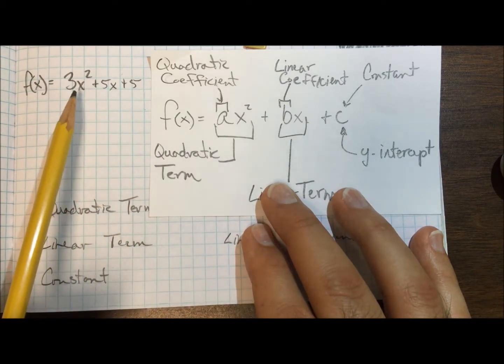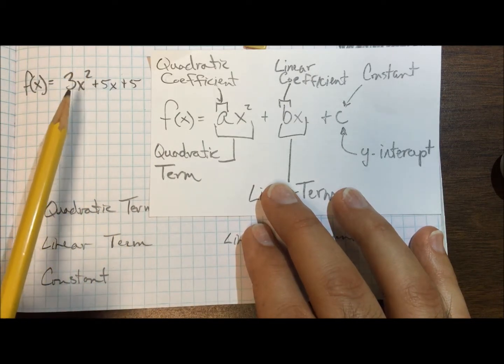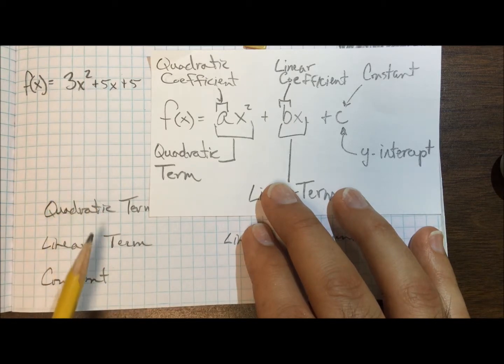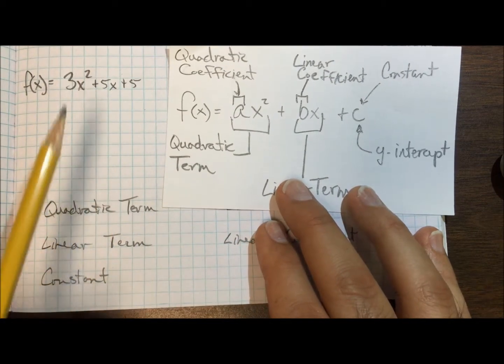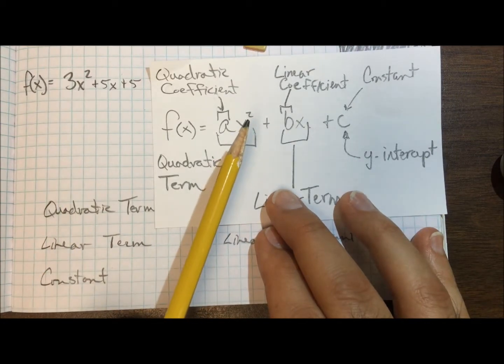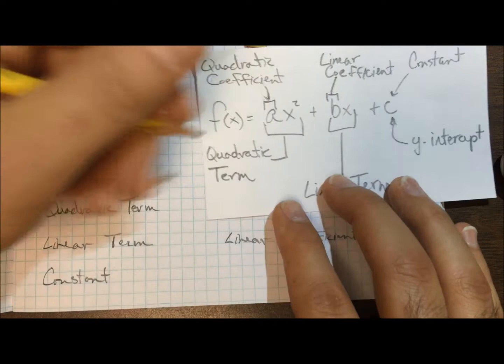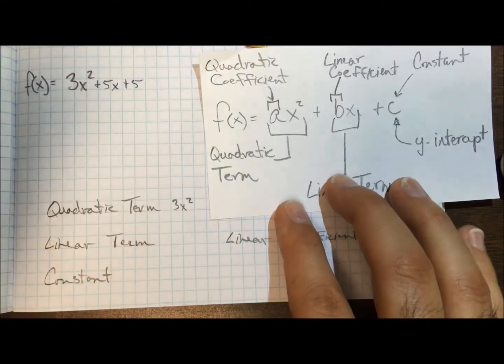So we had x squared, a term that's separated by an equal sign and a positive sign. So this is the quadratic term. The quadratic term is the one that has the x squared. This is the quadratic term. So I'm simply going to write 3x squared.